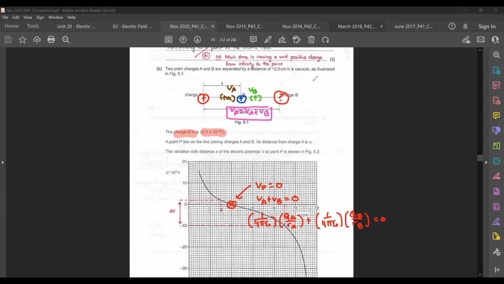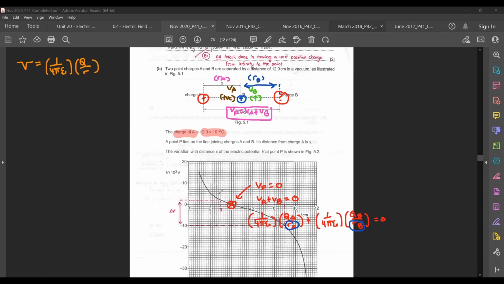Because if you remember, the equation for potential was 1 over 4 pi epsilon naught Q over R. So here you need to be careful about what your RA and your RB are. Your RA is your distance from charge A to the point that you're considering, point P. Your RA is actually X itself. Okay, this is your RA. And then your RB would rightly just be this one. Okay, this is your RB.